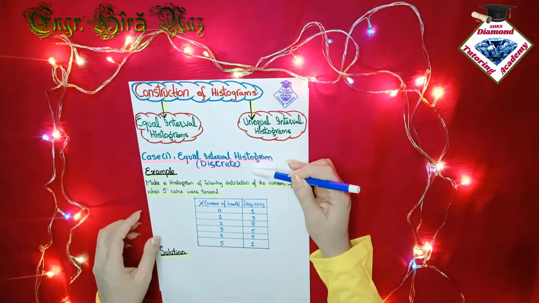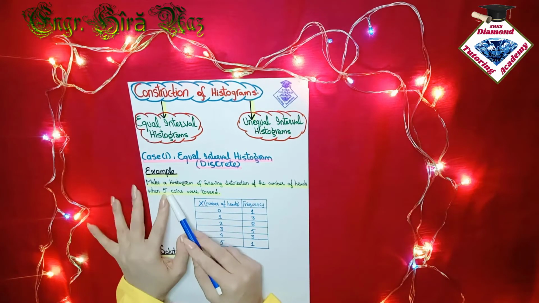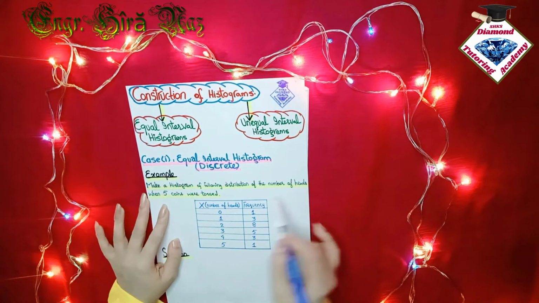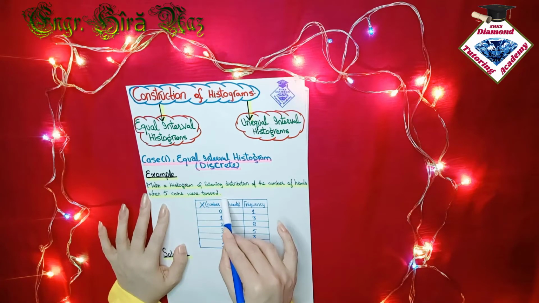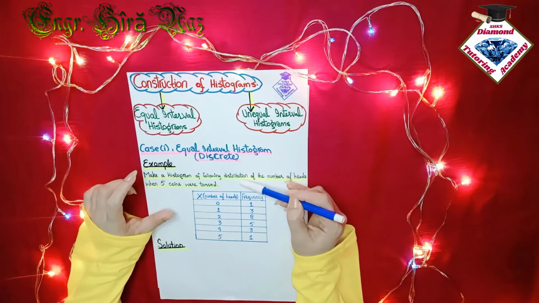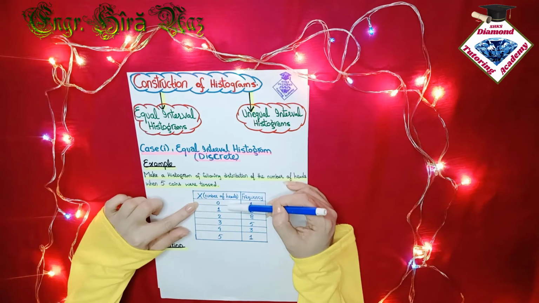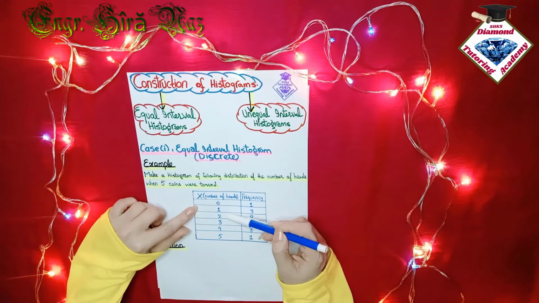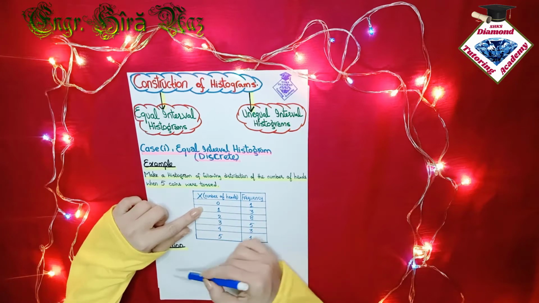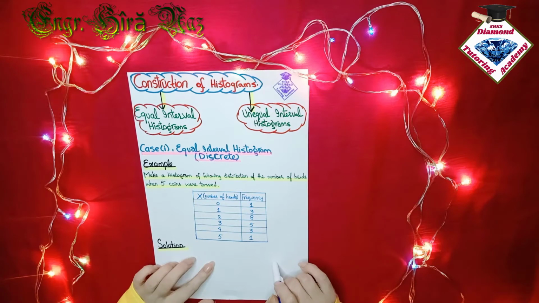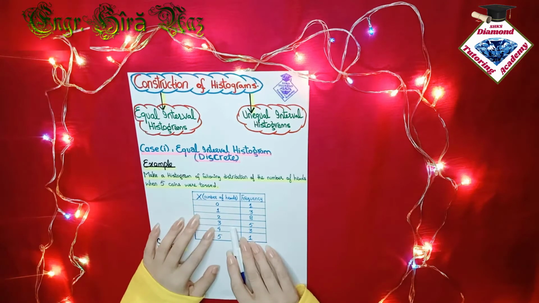Let us start with an example which says, make a histogram of the following distribution of the number of heads when 5 coins were tossed. Here in this example, we are given organized data summarized in a frequency distribution table. Understand? And we have to construct its histogram to show this data in a graphical form. Here we are going to see the steps to construct a histogram.